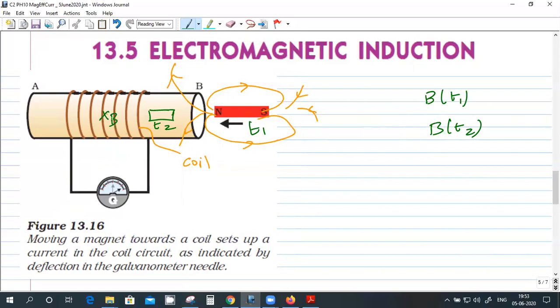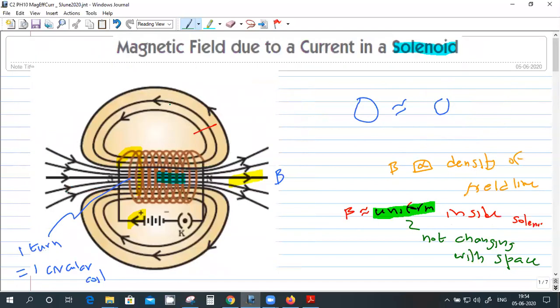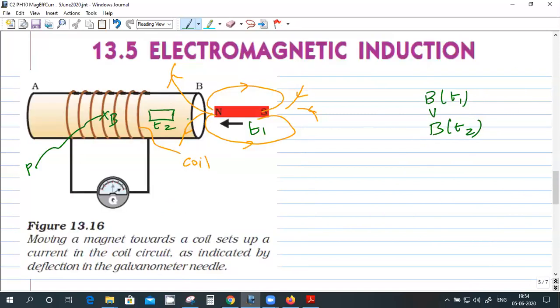At time T1, I want to find the magnetic field at this point P. And at time T2, the magnet has come inside, and I want to find the magnetic field value B at T2. So which value of magnetic field is more, at time T1 or T2? Oh, then I think it will be T2. Yeah, closer to the magnet, the magnetic field is getting stronger, no? Right. If you get closer to the magnet, the density of field lines is increasing, so the value of the magnetic field will increase as time progresses, as the magnet approaches the coil.